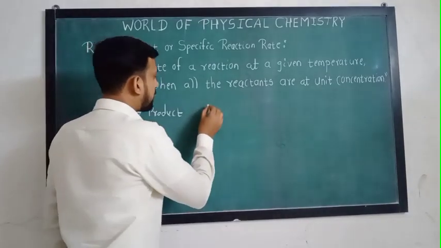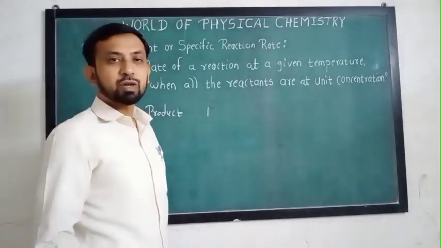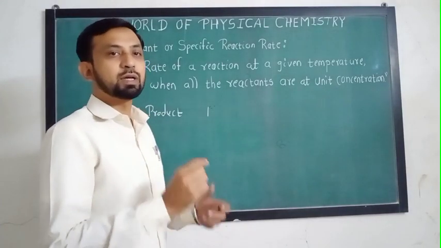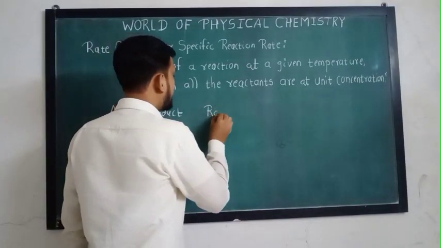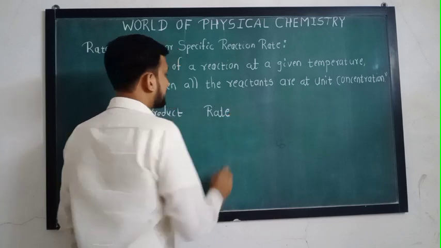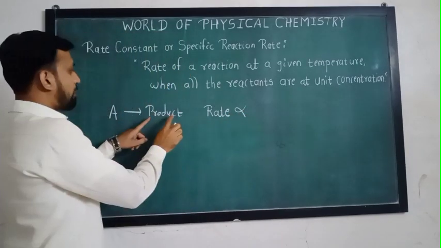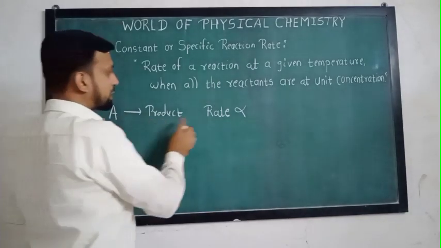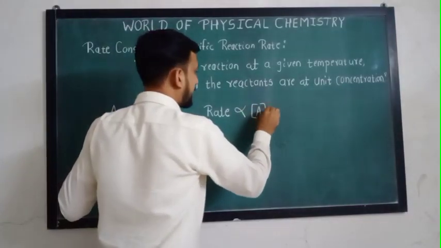What is the rate law? It is nothing but a mathematical expression which gives the relationship between how the rate of reaction is related to the concentration of reactant. That is, we can write rate is directly proportional to, for formation of product, it depends on concentration of reactant. Therefore, rate is directly proportional to concentration of A.